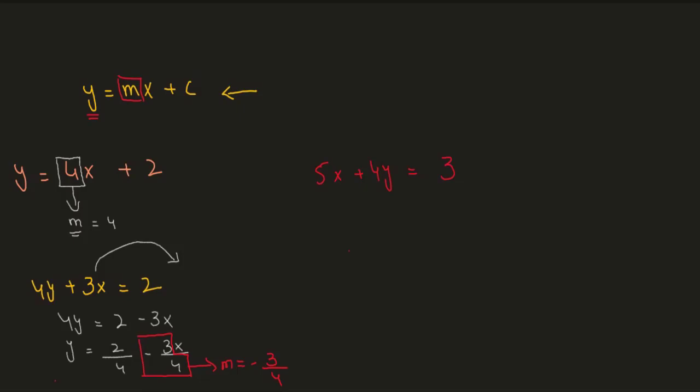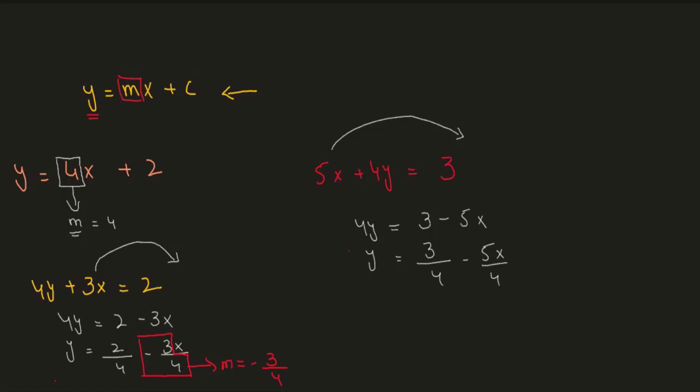Okay, let's try this question. Now I have to make y the subject. So I am going to take this 5x to the other side, which would make it 4y is equal to 3 minus 5x. Now I am going to take this 4 to the other side. It would divide on the other side. So 3 by 4 minus 5x by 4.